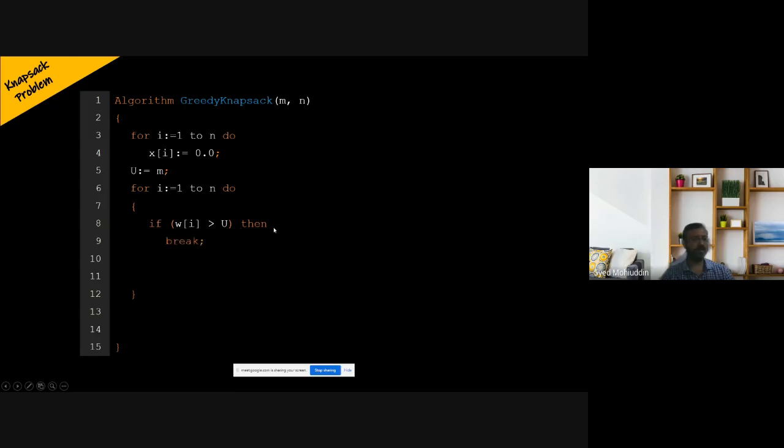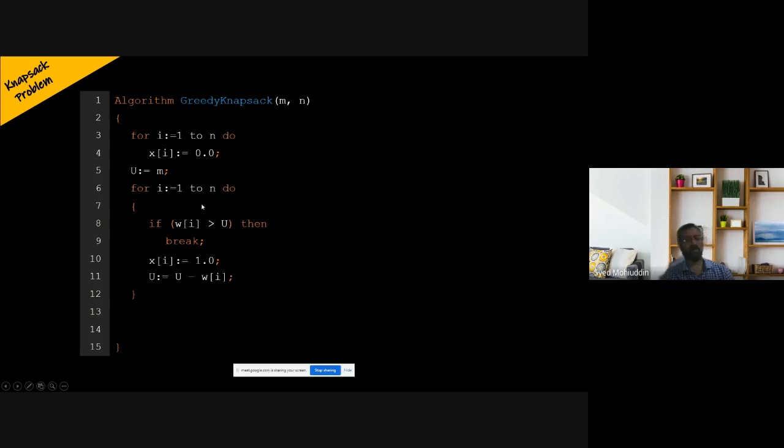If it is greater, we cannot put that object, so break. Else, the complete object is put in the knapsack, so the fraction of that object will be 1. And what will be the remaining capacity now? The previous remaining capacity minus the weight of the object which is added to the knapsack. So this gives us the remaining capacity u. So u is actually the remaining capacity.